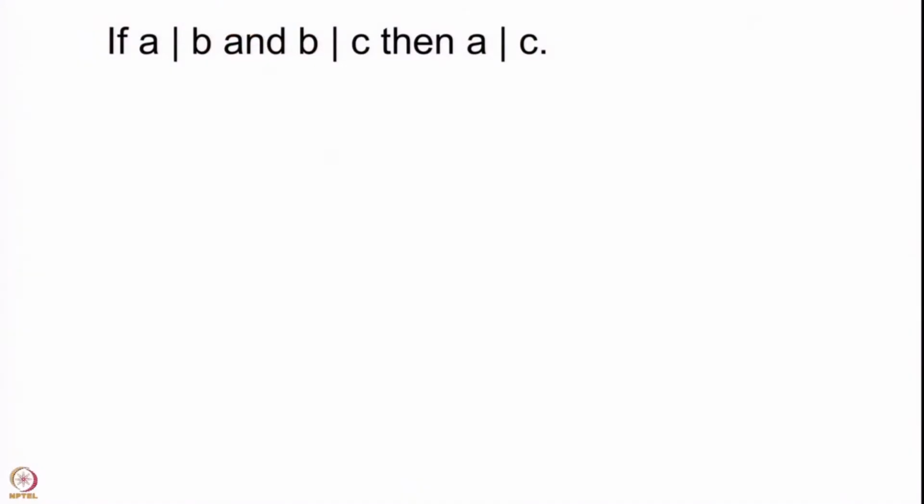The statement I have just said is equivalent to the statement we have seen here. Okay, so there are these three properties. We will try to go over them one by one and prove them one by one. So, here comes the very first property. If A divides B and B divides C, then A divides C.